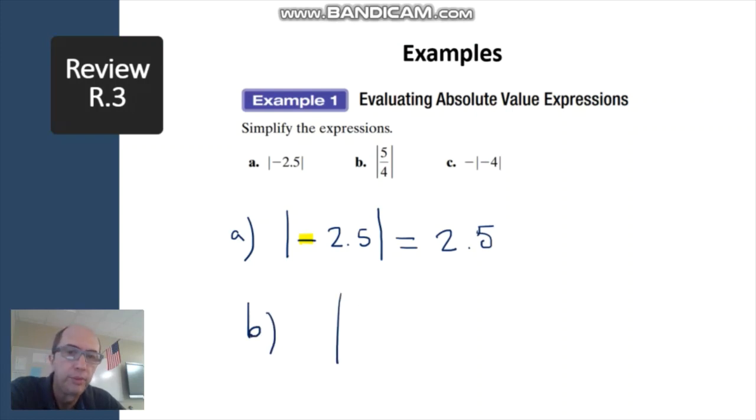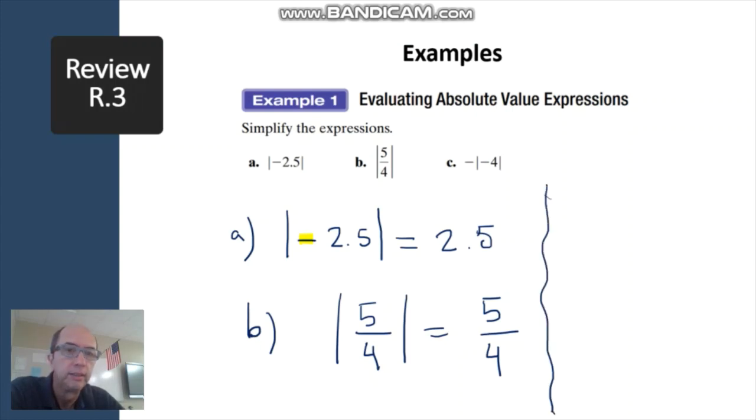B, the absolute value of 5 over 4. Absolute value removes the negative sign. There's no negative sign here, so it is equal to 5 over 4. And let's make a division here, divide the space.